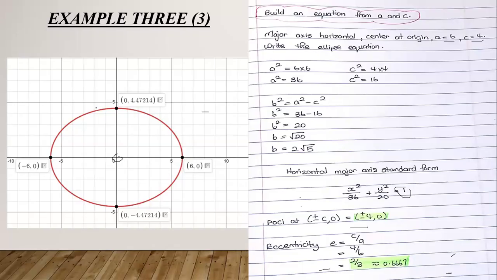For the eccentricity, we used our formula, c divided by a, which is 4 divided by 6. Reduced further, we have 2 divided by 3 in fraction form, or we can work it out to 0.6667.